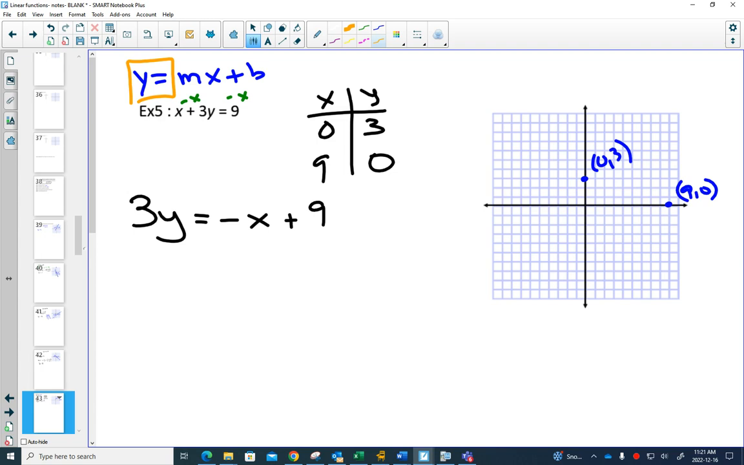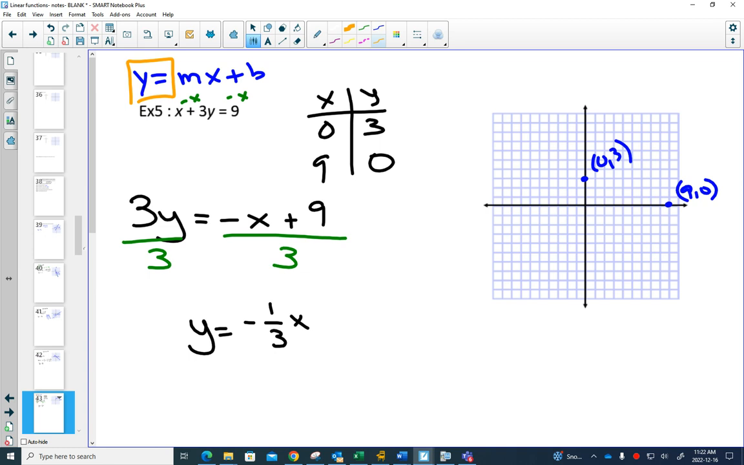Now, how do you get rid of the 3? Divide by 3. So that means I divide this whole side by 3. I divide this whole side by 3. And you would get the following. Y equals, this is good. Now, dividing that whole side by 3 means the x is getting divided by 3, and the 9 is getting divided by 3. So I could write negative x all over 3. I could also write that as that. Does that make sense?